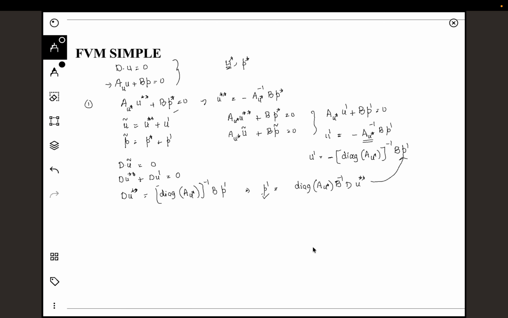Now I will update my coefficient matrix. So now I will do A times u tilde plus B times p tilde. I will see whether this residual that I'll be having is less than my tolerance or not. If it is already satisfied, then I don't have to go ahead. If this is not satisfied, then again we will have to do the same thing. So if it is greater than the tolerance, then we will say u star is whatever u tilde I got, p star is whatever p tilde I got, and from there again the loop repeats.